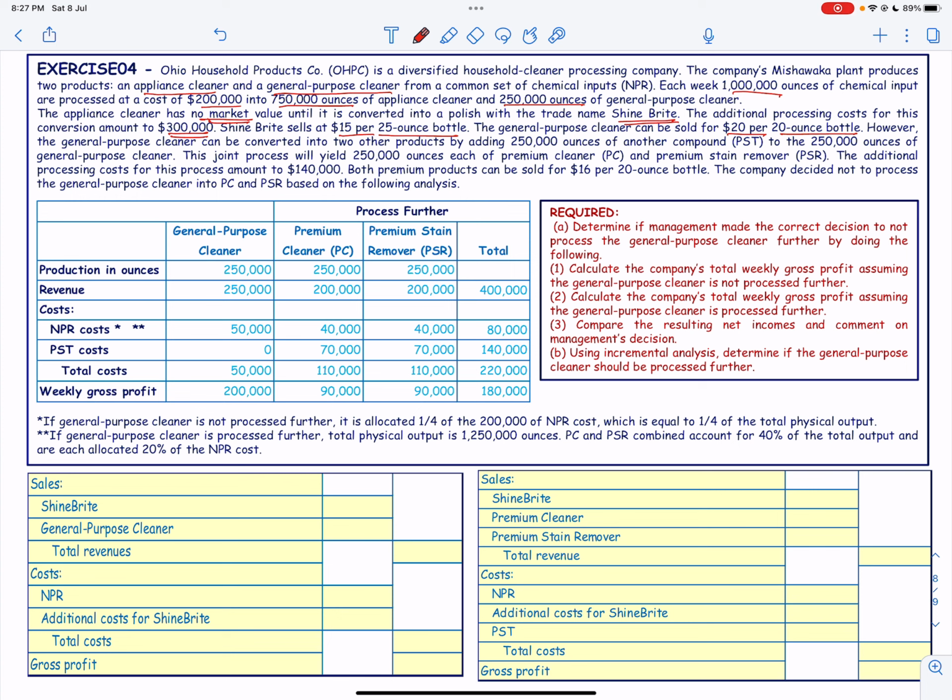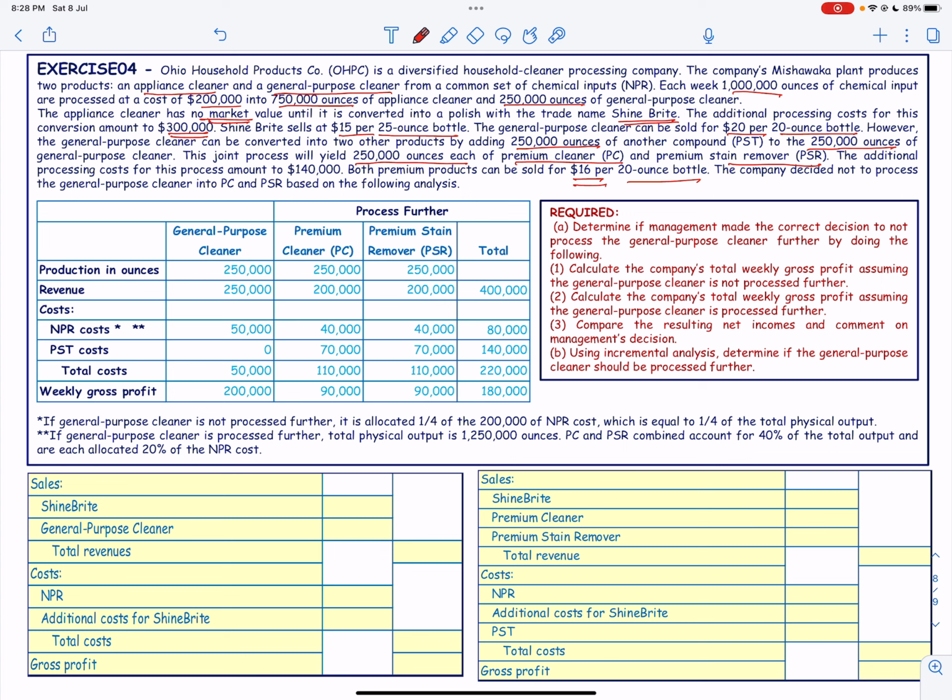However, the general purpose cleaner can be converted into two other products by adding 250,000 ounces of another compound to the 250 ounces of general purpose cleaner. This joint process will yield 250,000 ounces of each of premium cleaner and premium stain remover. The additional processing costs for this process amount to 140,000. Both premium products can be sold for 16 per 20 ounce bottle.